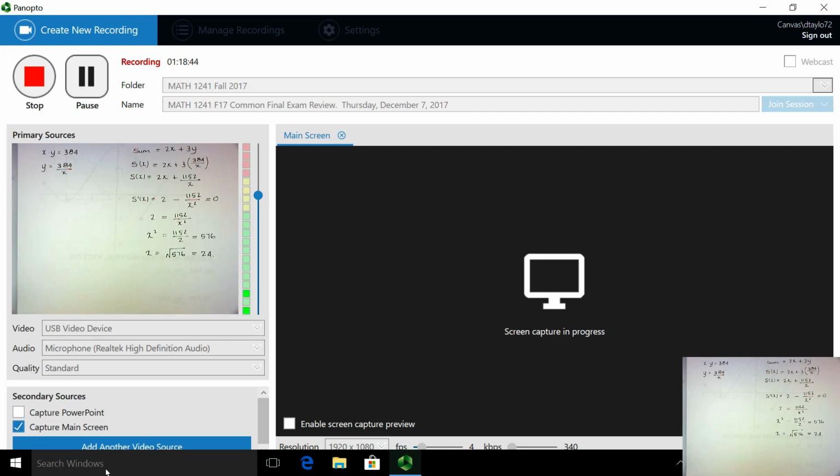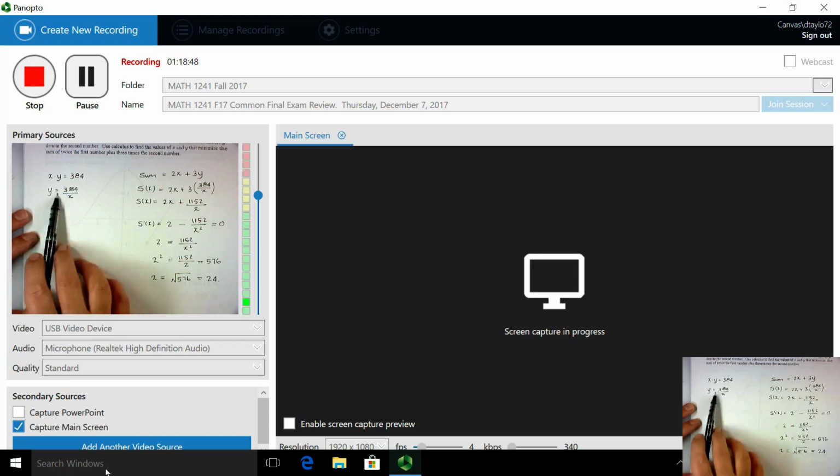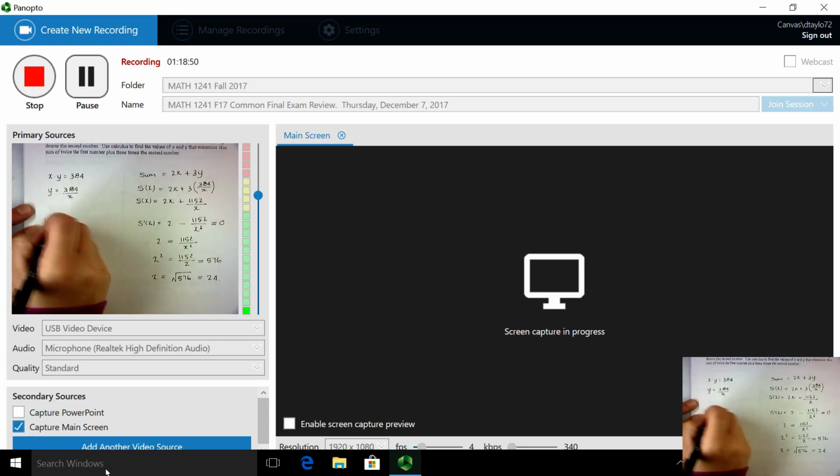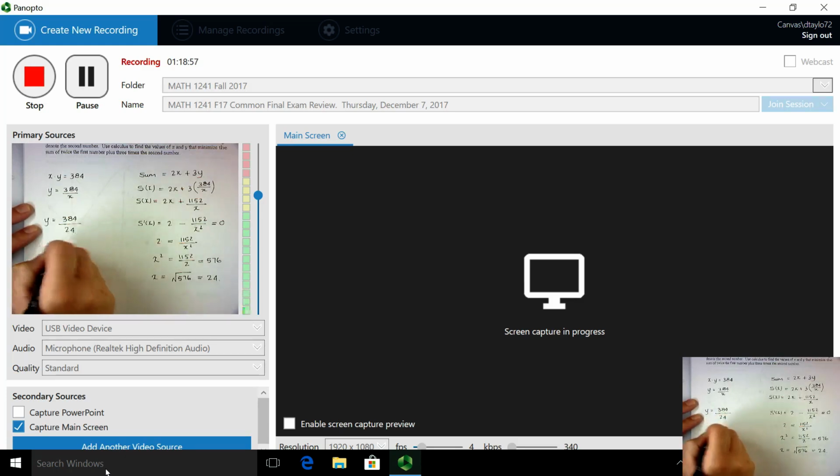All right, so if x is equal to 24, remember I have a formula for y over here. y is equal to 384 divided by x, but x is equal to 24. So I get that y is equal to 16.